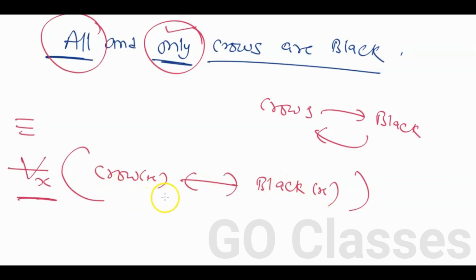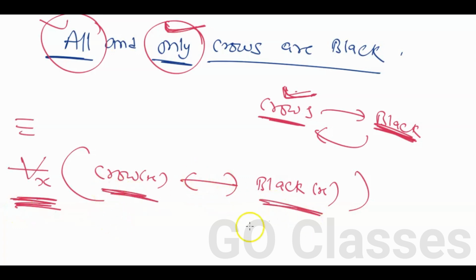So this is the simple point, because this is saying all crows are black and this is saying only crows are black, means every crow is black. If it is a crow, then it is black. Second, only crows are black. It means if it is black, then it is crow. So there is a biconditional here. So something is crow if and only if it is black. So I can say that for everyone, it is crow if and only if it is black. So this is a new template that we can say.